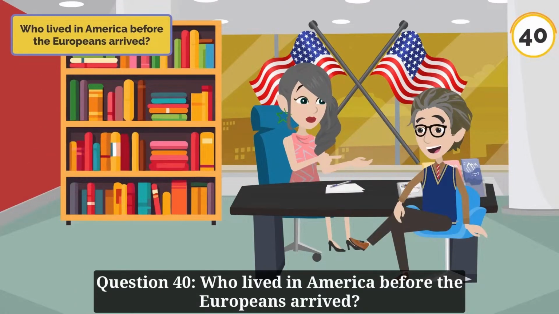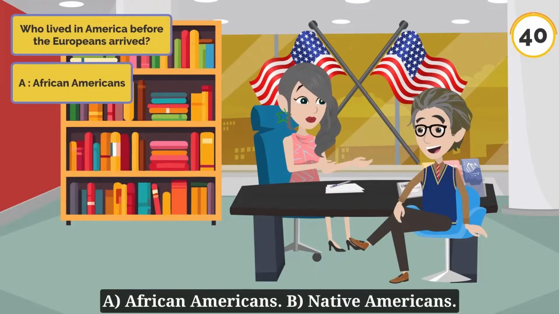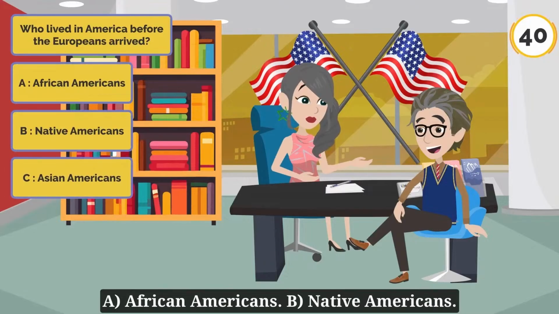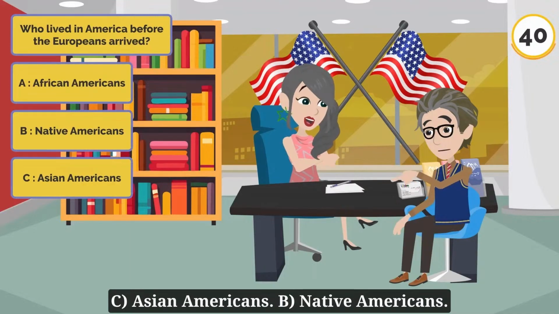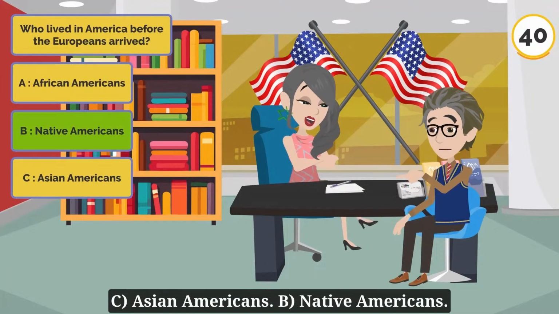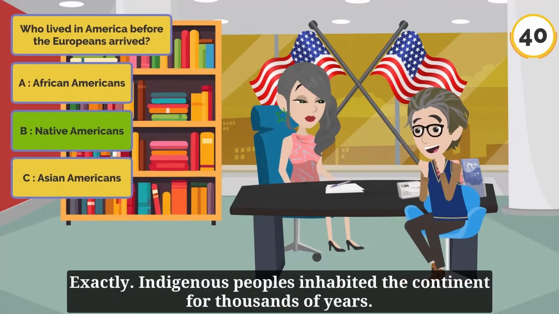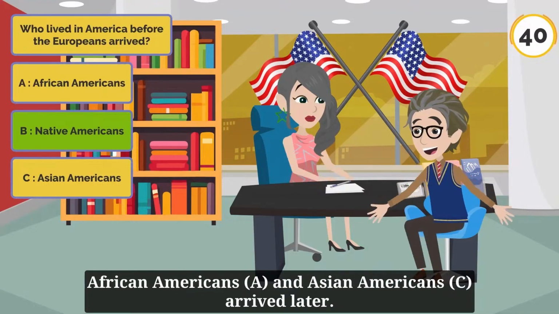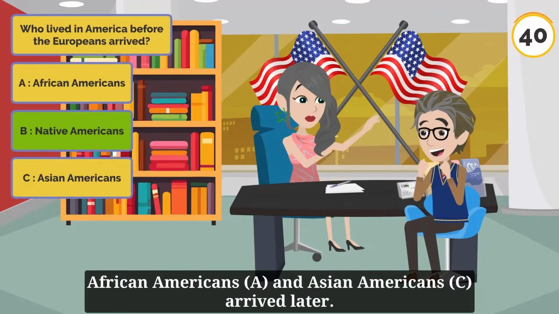Question 40. Who lived in America before the Europeans arrived? A. African Americans. B. Native Americans. C. Asian Americans. I'll go with B, Native Americans. Exactly. Indigenous peoples inhabited the continent for thousands of years. African Americans, A, and Asian Americans, C, arrived later.